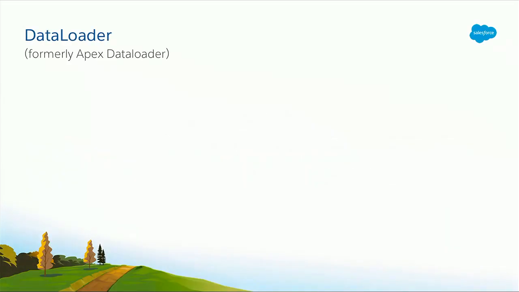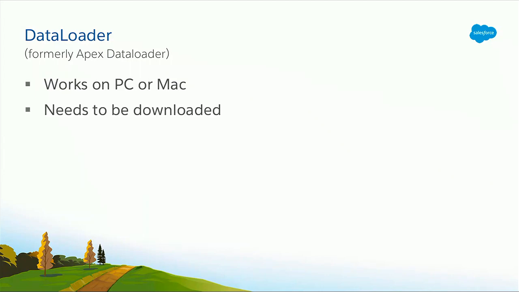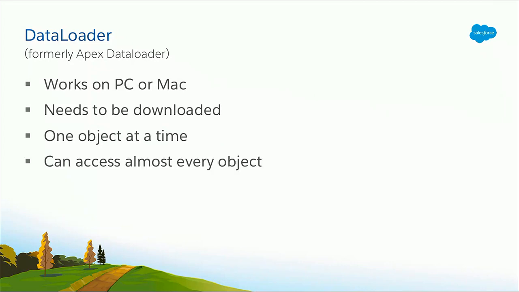Now let's turn our attention to the DataLoader, which was Apex DataLoader. Formerly it didn't work on the Mac, but now it's Mac and PC compliant. But it does need to be downloaded, which is pretty quick and easy. And it does one object at a time. Again, trying to point out some differences between the products. It can access a lot more objects than the import wizard, which is a good thing, and it's really better for larger jobs. At the end of this, I'll show you a comparison of those 3 products and what the limits are.